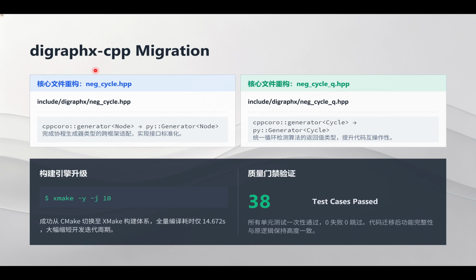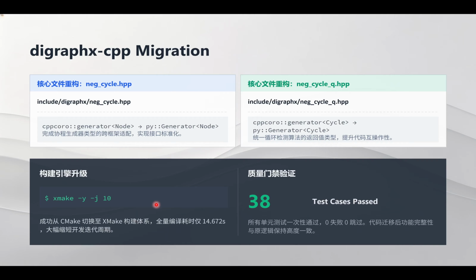The first was Digraphics CPP. They migrated two core files from the legacy CPP Coro to the new Pi2 CPP generators. Yes. And interestingly, they also took this opportunity to switch their build system from CMake to XMake. Oh, that makes so much sense. Moving from CMake to XMake perfectly aligns with the minimalist philosophy of the entire presentation.